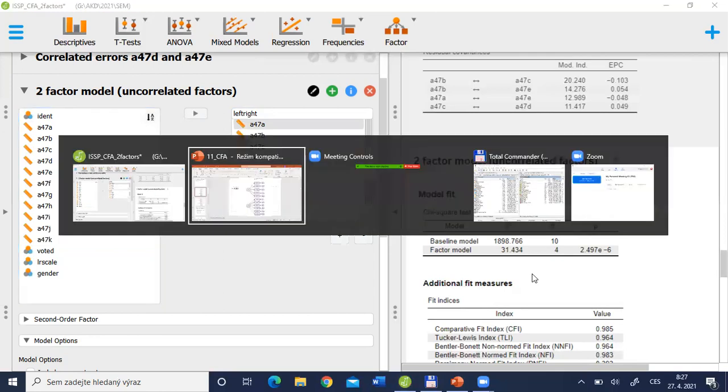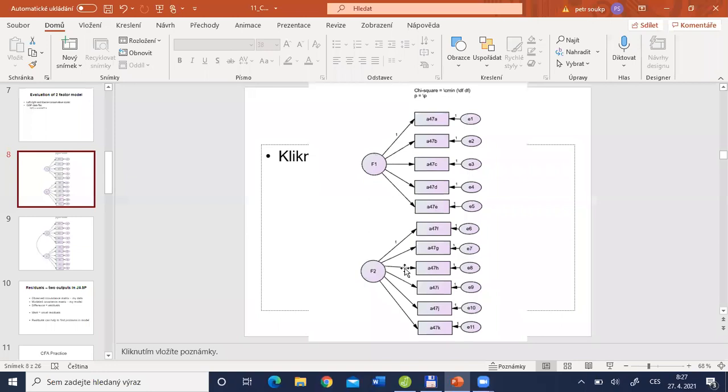Once again, the picture for this model can be seen on slide number 8. So I'm expecting these 2 factors unrelated. The only small change added from the previous lecture is that these 2 random errors are correlated. So here there should also be added a double-headed arrow for these 2 random errors.